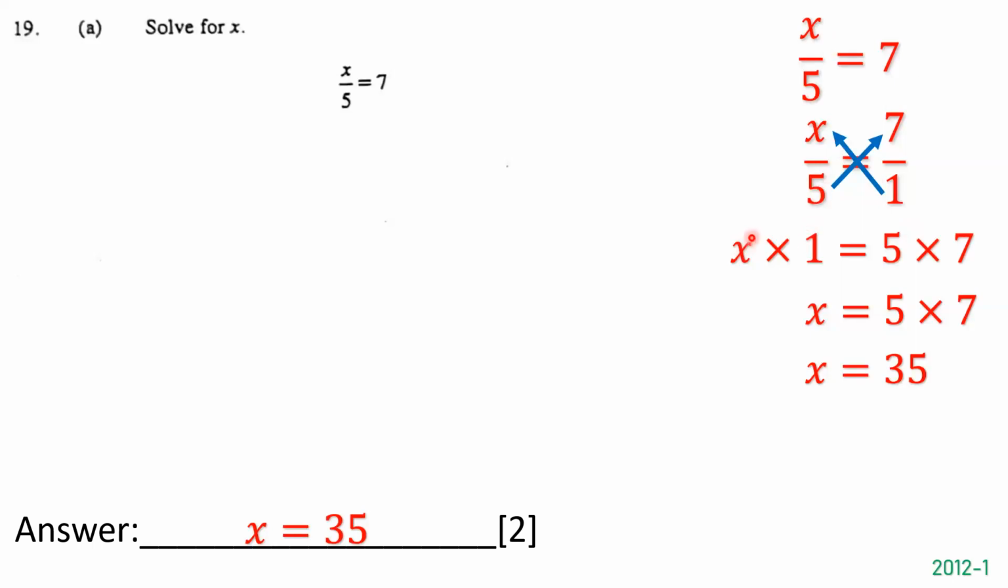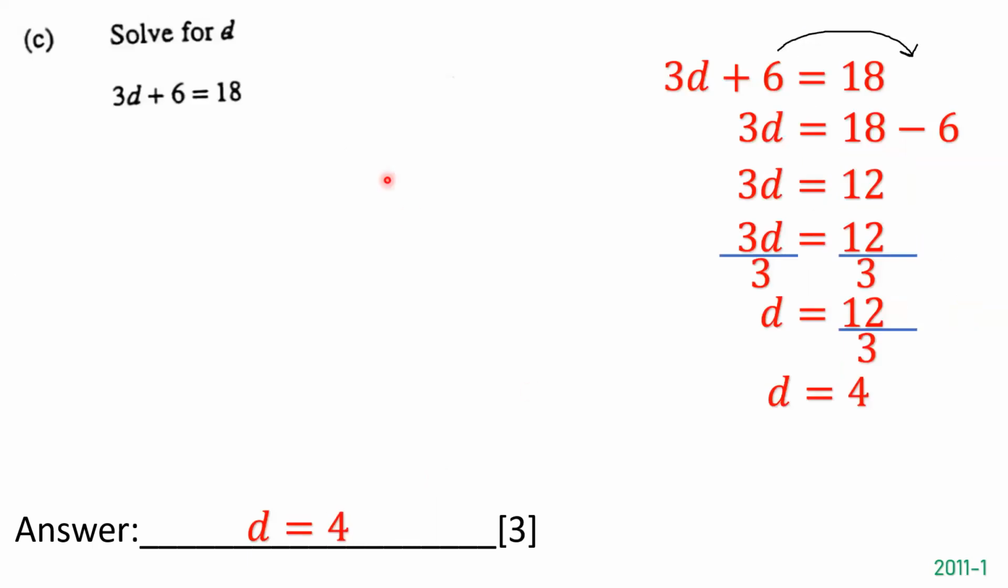So we have x multiplied by 1 and 5 multiplied by 7. Now, what is x multiplied by 1 or 1 multiplied by x? That's the same thing as x. And what is 5 times 7? Well, 5 times 7 is definitely 35. And so the answer is x equals 35. Now let's move on to the next question.